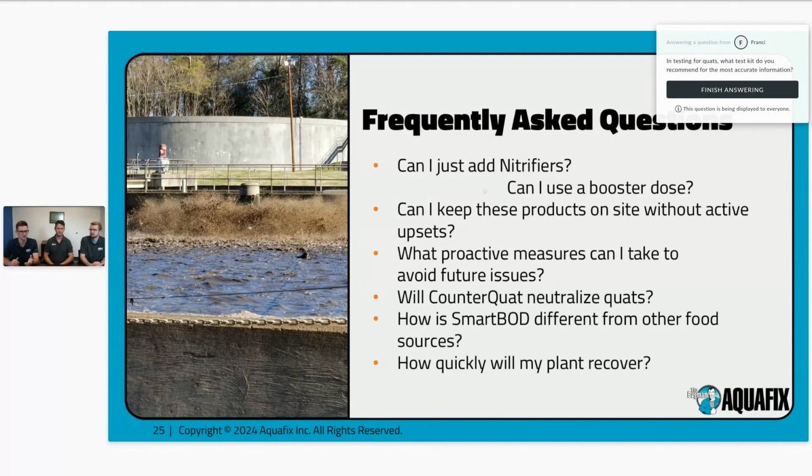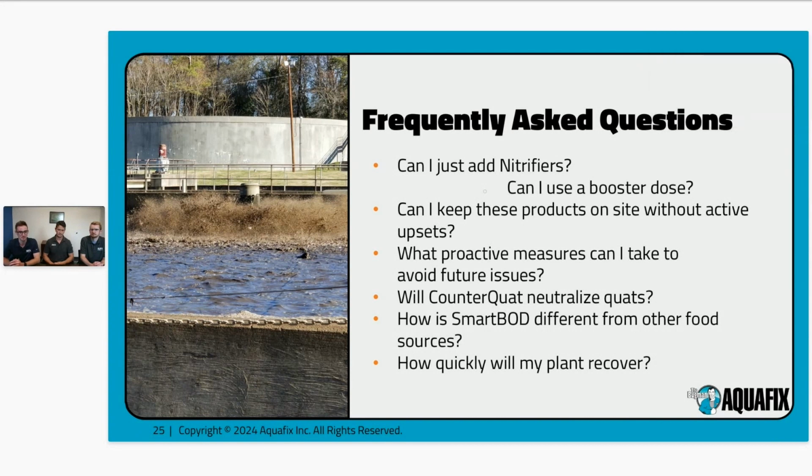Absolutely. I know Dan is our leader of research development at Aquafix. He's done a lot of work with quats and toxicity. He'll be able to get you the exact kit. He designed the counter quat, so he should have some insight. So please reach out, Francie, whenever you get a chance today. We'd be happy to help you with that.